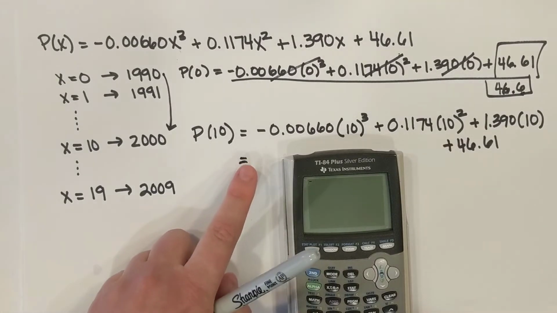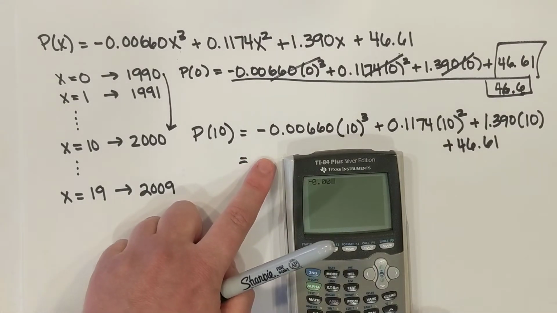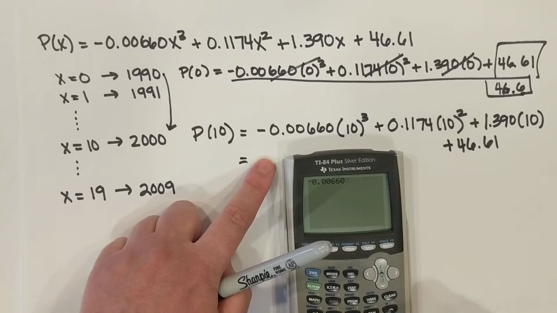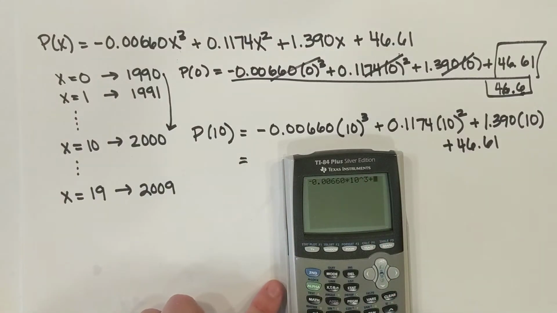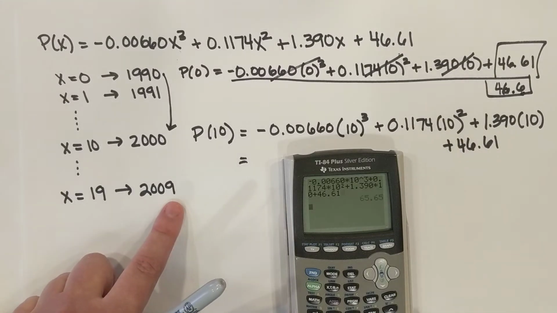So here we go. I'll type in negative 0.00660. I'm not going to use parentheses on this, but I'll type in times 10 to the third plus 0.1174 times 10 squared plus 1.390 times 10 plus 46.61. Okay, so I'm going to go back and double check that and make sure that looks good.